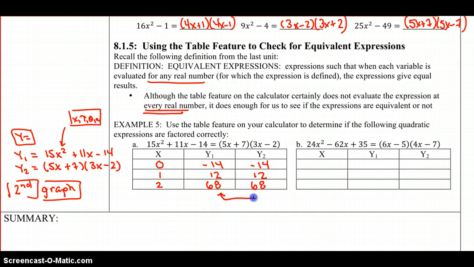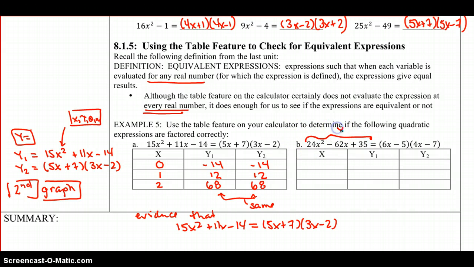And so we're looking for these to be the same. And so we do have evidence that 15x squared plus 11x minus 14 is equal to 5x plus 7 times 3x minus 2. Okay. And again, if we want to know if we factored this one correctly, we would go back and push y equals, and we're going to put this expression in for y1 and this expression in for y2, just like we did here. The left side was y1, and the right side we put in next to y2.